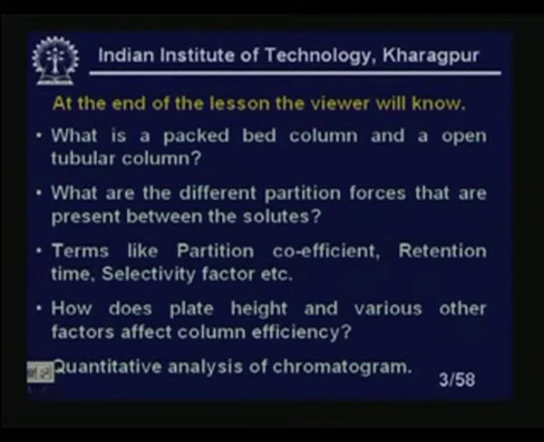Quantitative analysis of the chromatogram: how we can make quantitative analysis of this gas chromatography plot, which we call the chromatogram.